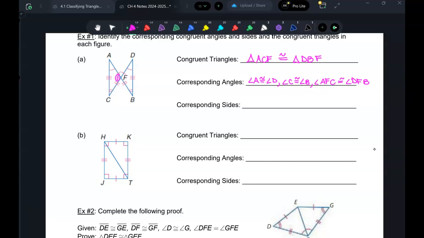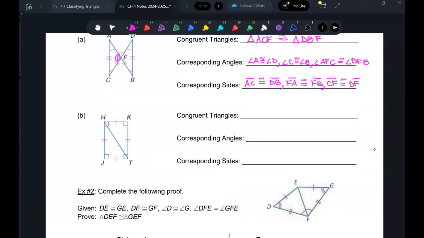Corresponding sides. What do we see? AC and DB. We have FA and FB, and CF and DF. Again, we know the segments can be turned backwards, it doesn't matter. CF and FB, yep, that's good.